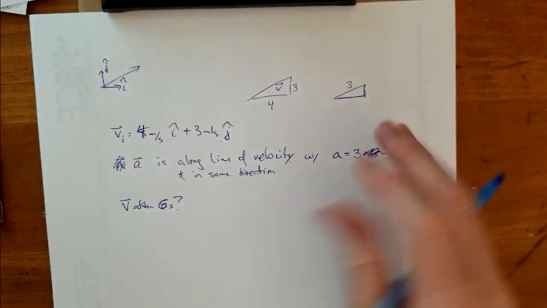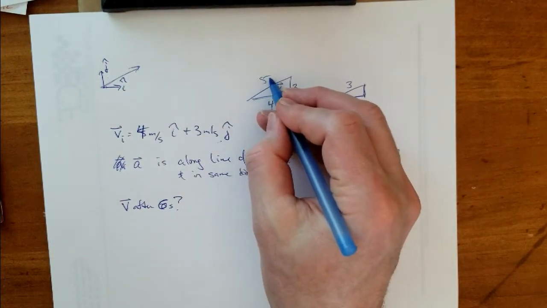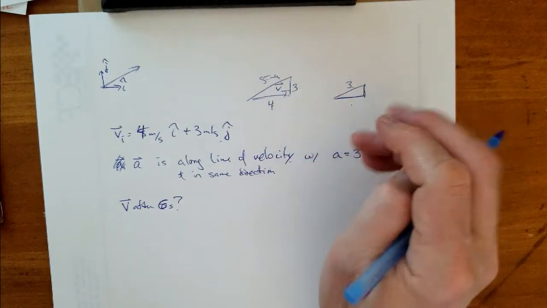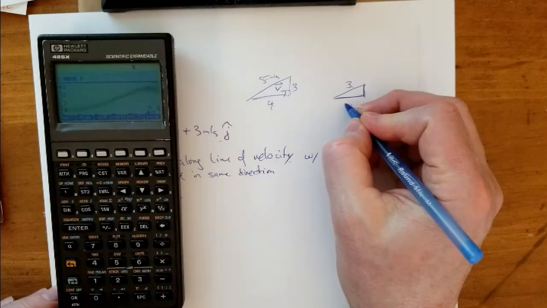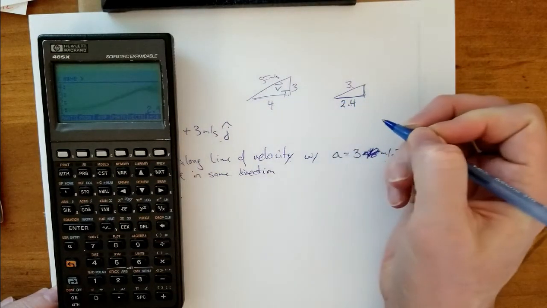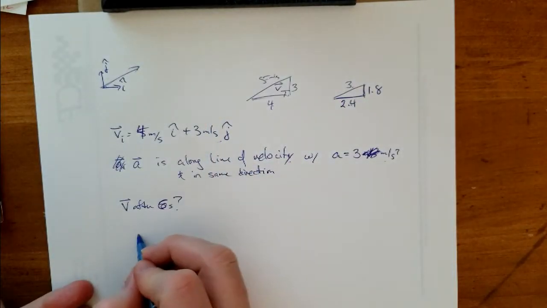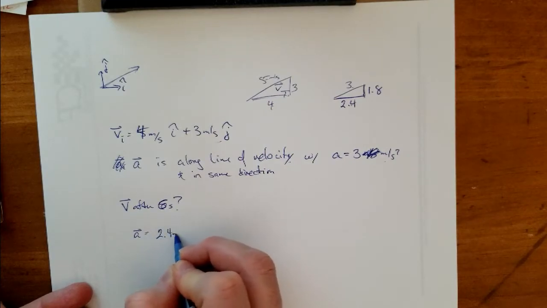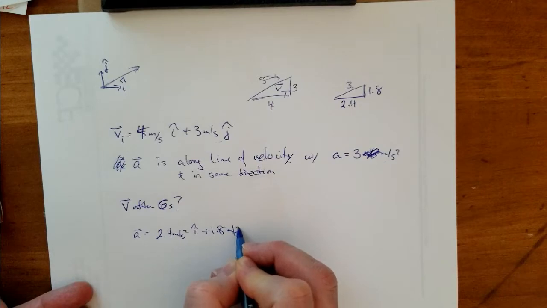And let's just go ahead and do it that way. This is the long way. There's a much shorter way. So Pythagorean theorem, so that would be 5 meters per second. And so 5 is to 3 as 4 is to something, as 3 is to something. And we'll pull up a handy dandy calculator. So this is 2.4, and that's 1.8. And so my acceleration is 2.4 meters per second squared I hat plus 1.8 meters per second squared J hat.